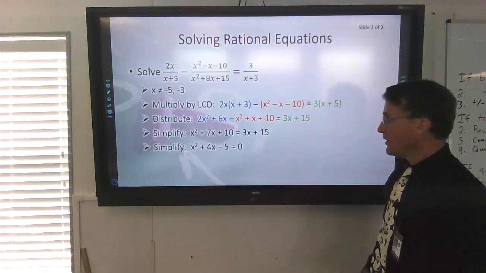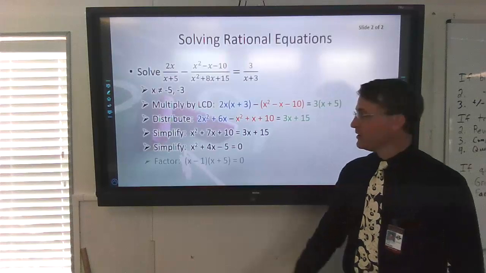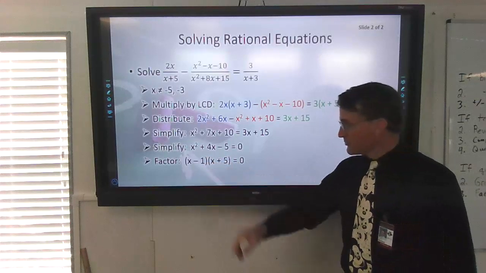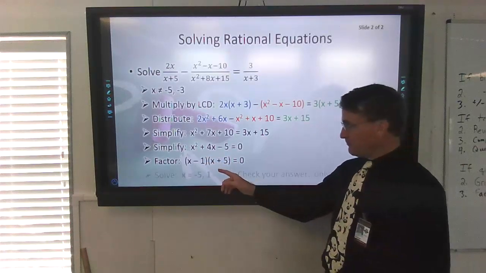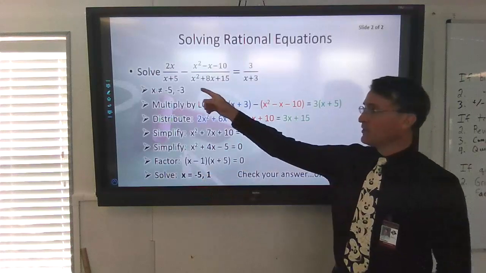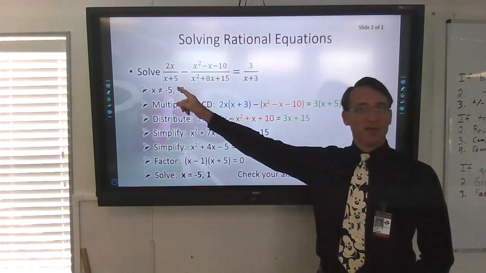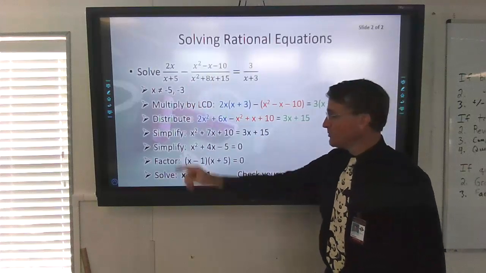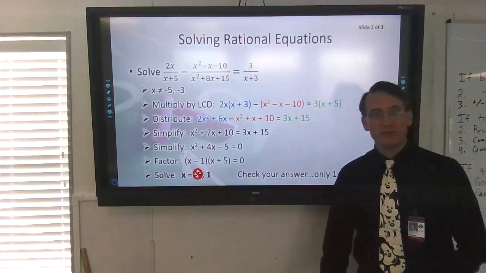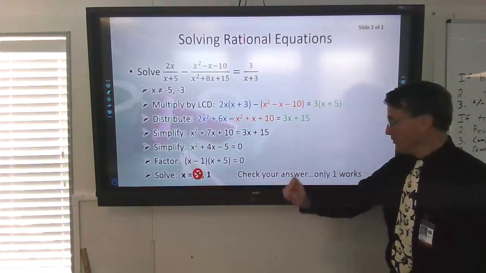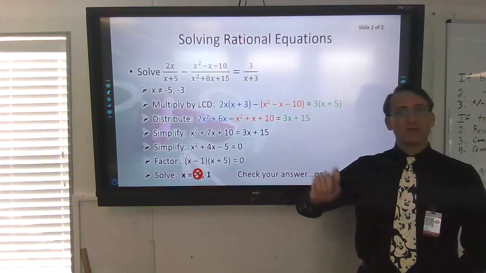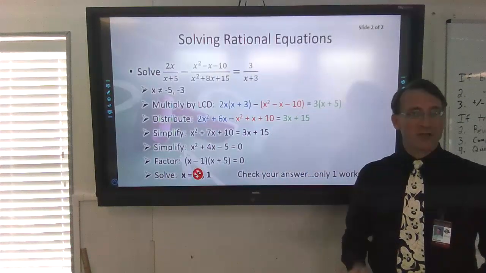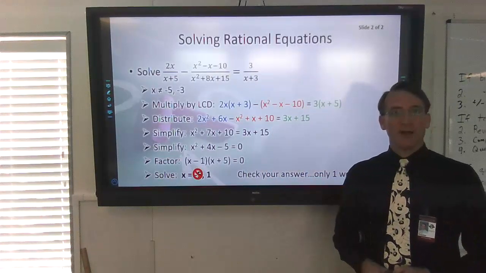I can then factor that x squared plus 4x minus 5 into x minus 1 and x plus 5. So that means my possible answers are 1 and negative 5. But if you recall, I'm going to look up here, x cannot be equal to negative 5. That was one of the things that would make my denominator 0. So I have to eliminate the negative 5 as a possibility, leaving me with one answer, that being 1. If I use 1 in my original, it does indeed work out. That's another reason why you need to always check your final answers when you're working out these types of problems.